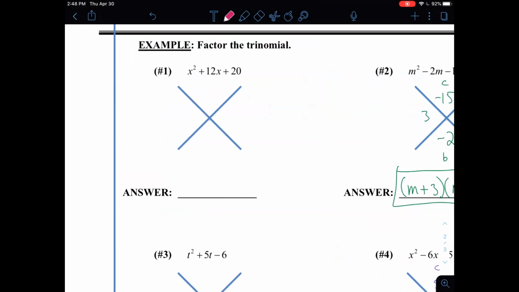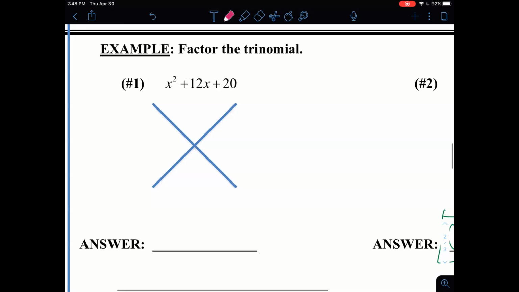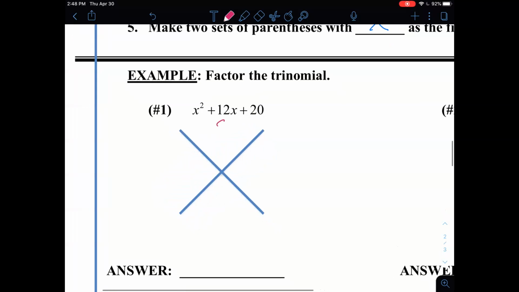So we have number 1 here. So we're looking for, remember, C is going to go on top, B is going to go on the bottom. And we have C was what number up here? Was it 1, 12, or 20? It was 20. And B was what? B was 12. And this one's kind of nice because we're multiplying to a positive and adding to a positive, so both numbers have to be positive, which is kind of nice.